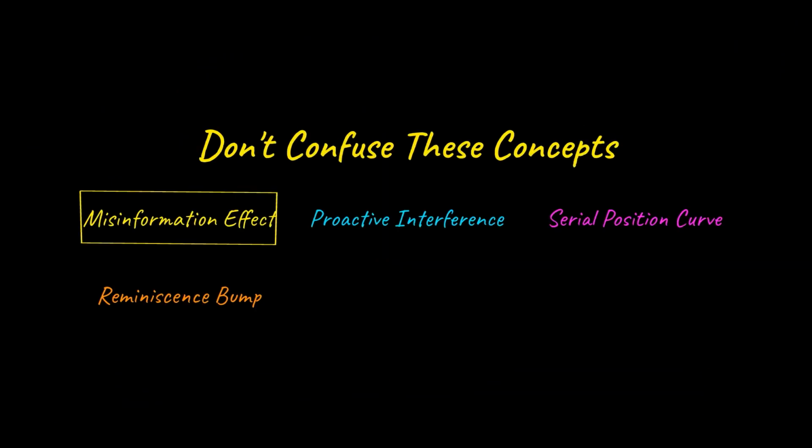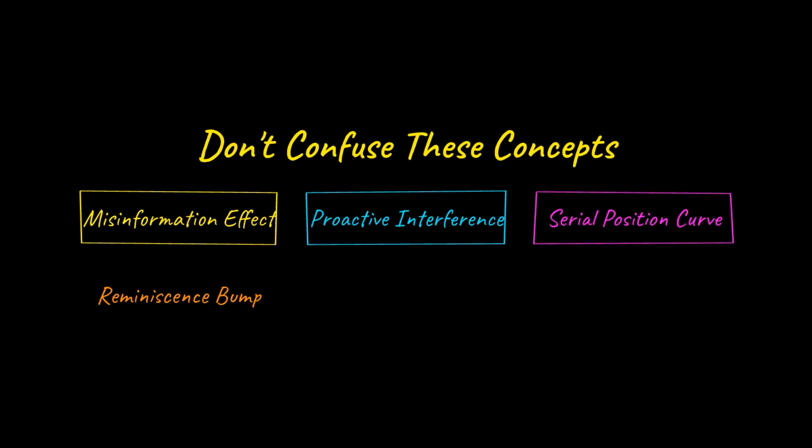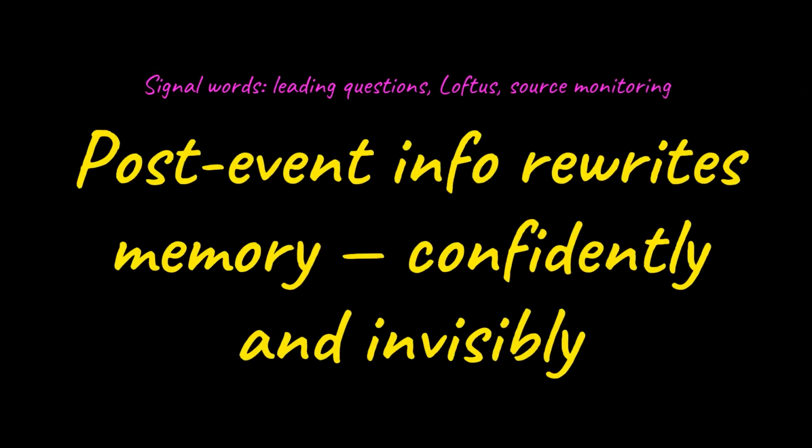The misinformation effect is specifically about post-event misleading information distorting memory for an existing event. Proactive interference runs in the opposite direction: old memories disrupting new ones. The serial position curve and reminiscence bump describe entirely different memory phenomena. When an exam stem describes witnesses confidently reporting details that match misleading post-event information rather than reality, that pattern points to the misinformation effect. Memory is not a recording, it is a reconstruction vulnerable to contamination at every stage.